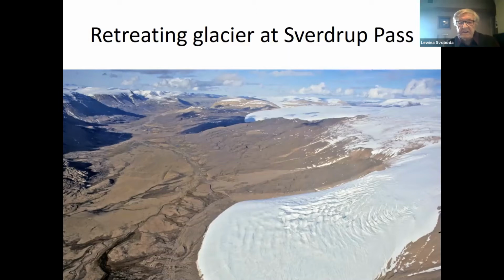Next. Retreating glacier at Sverdrup Pass, Ellesmere Island. The picture shows the barren ice-free valley of the relatively recently deglaciated pass. No vegetation had established yet.